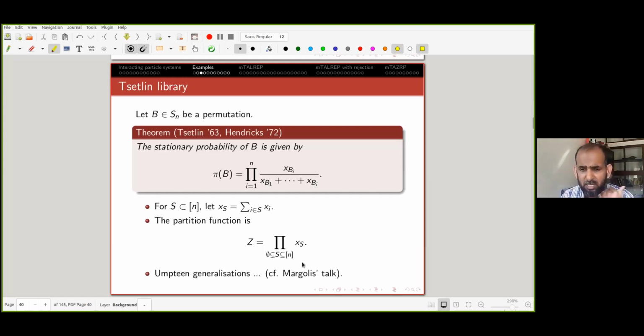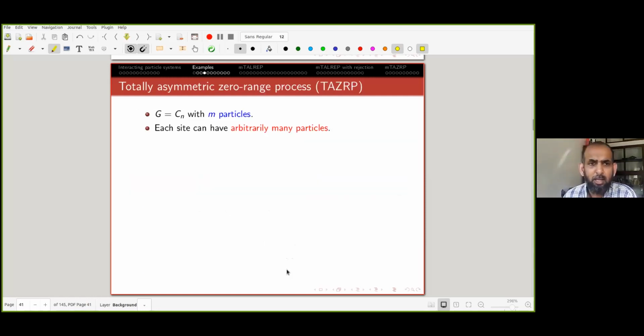And there are many generalizations, and one of the advantages of an online talk is that you can sort of go back in time. So Stuart Margolis gave a talk where he explained how these models can be interpreted using left regular bands and so on.